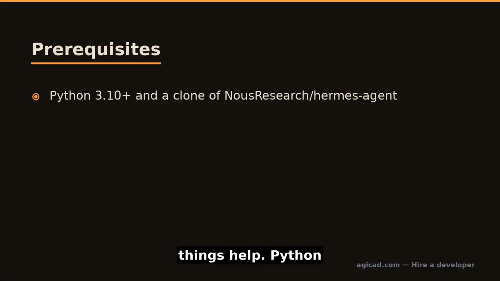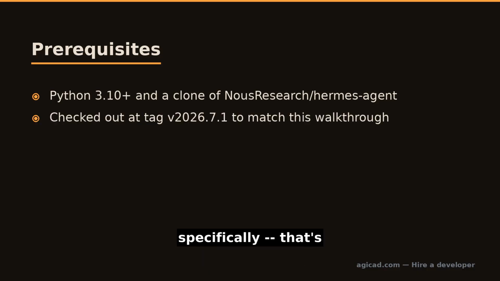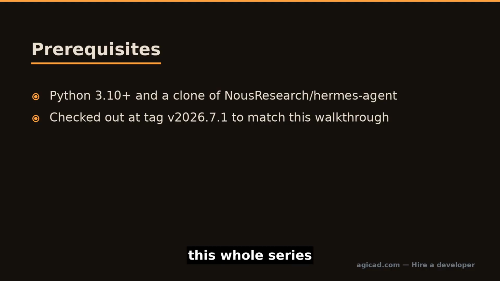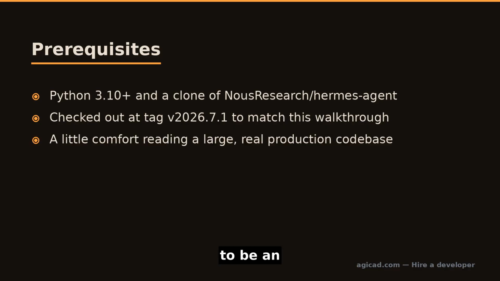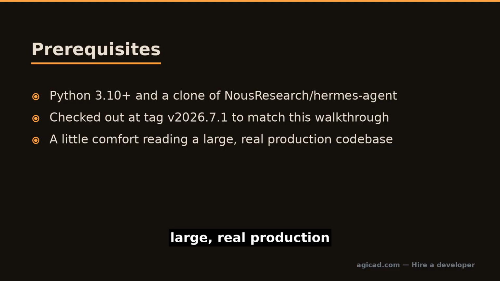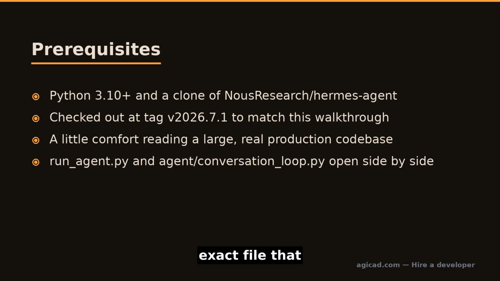Before we dig in, a few things help. Python 3.10 or newer, and your own clone of the Hermes Agent repository. Check out tag v2026.7.1 specifically. That's the exact snapshot this whole series cites, and line numbers will drift on newer commits. You don't need to be an expert in agent frameworks, but some comfort reading a large, real production codebase will help, because this is not a toy example, it's the exact file that ships. Have run_agent.py and agent/conversation_loop.py open side by side, because we jump between them constantly in this part.